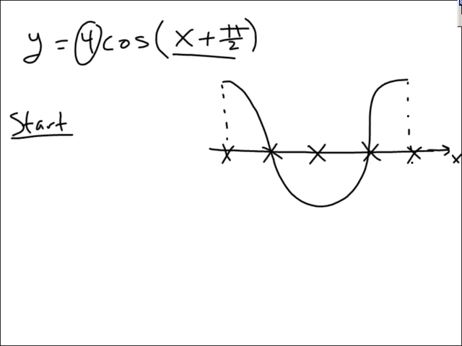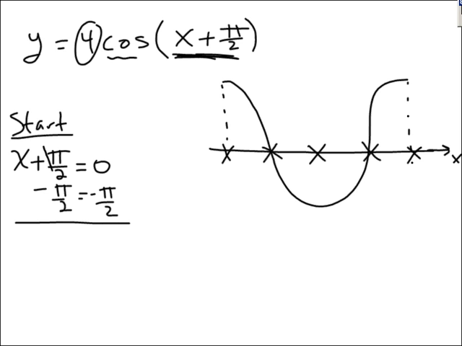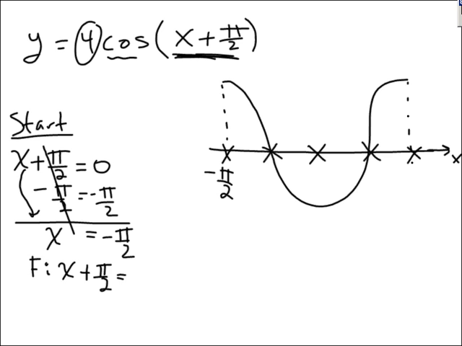Okay, now it starts wherever the angle, and you take cosines of angles. It starts whenever the angle, x plus pi over 2, is 0. Take away pi over 2 from both sides, and that will leave you on the left side with x. And 0 take away pi over 2 is negative pi over 2. Okay, we now know the start. It's negative pi over 2. The finish, F for finish, it finishes whenever the angle is equal to 2 pi.